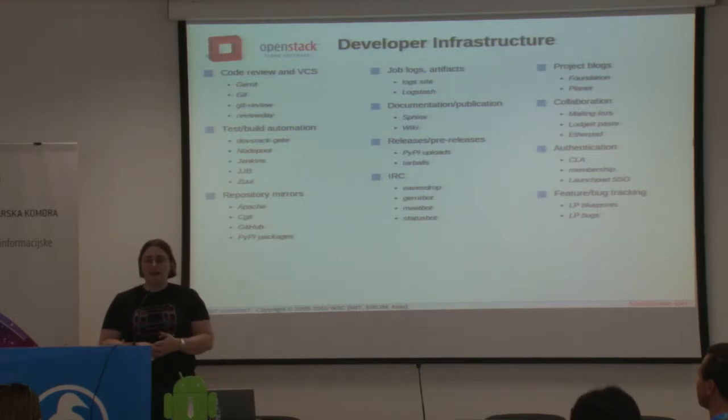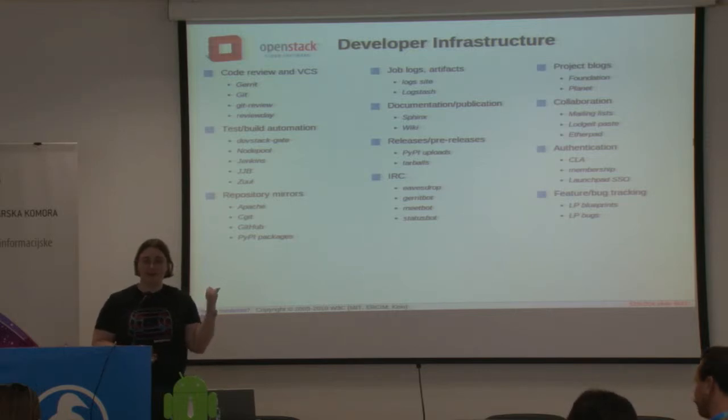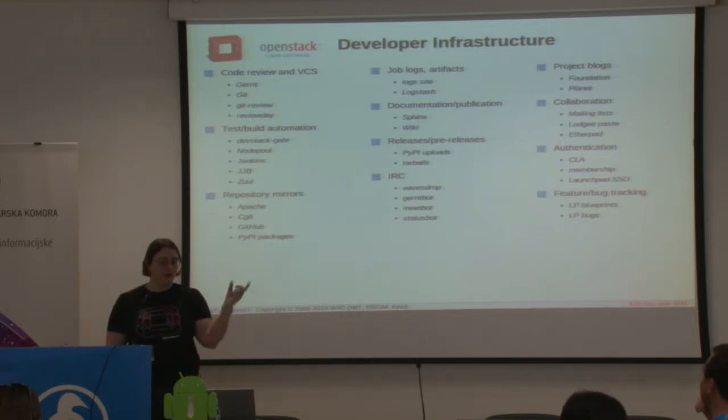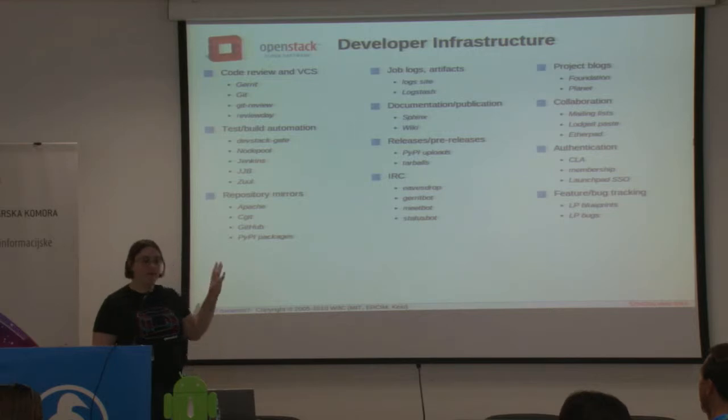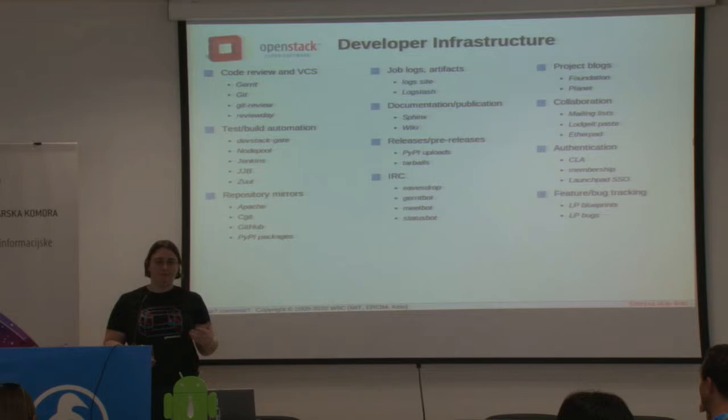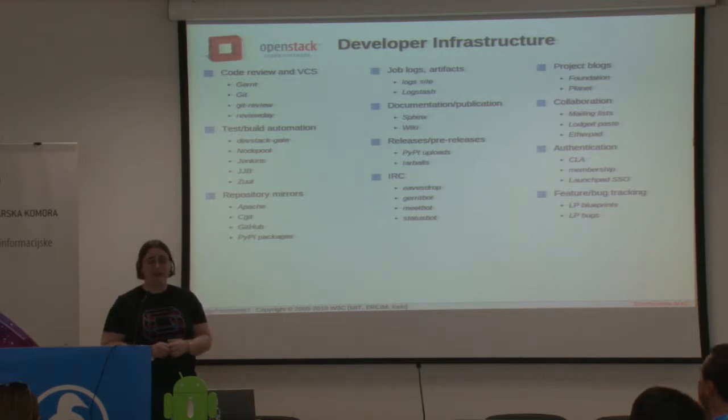The infrastructure that we run has a lot of stuff in it. I'm not going to read this slide because it's a lot of stuff. I'll talk about Gerrit, the code review system, the VCS, and the test build automation. But everything else on here is also part of what we work on. So if a project needs a mailing list, we're the ones who work to set that up. Etherpad, paste bins. We run a bunch of IRC bots because the project is mostly collaborated on in IRC.